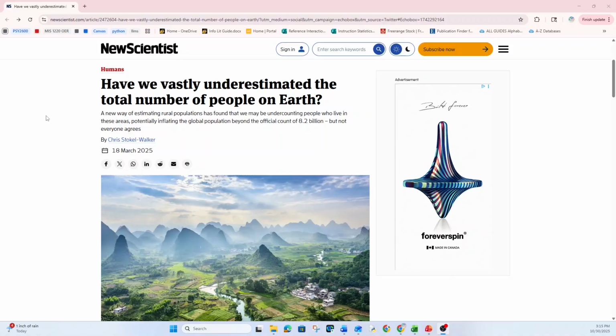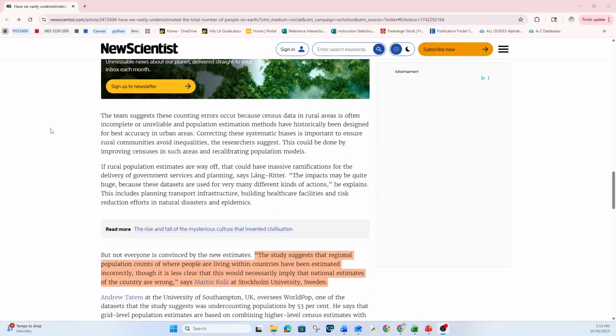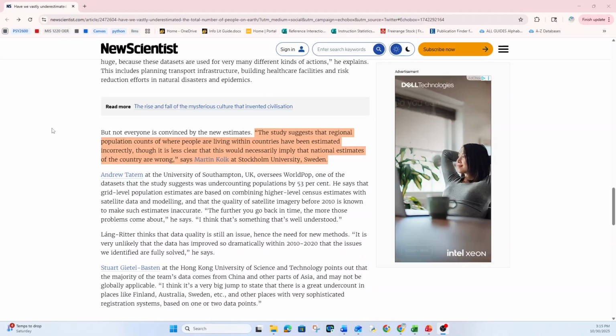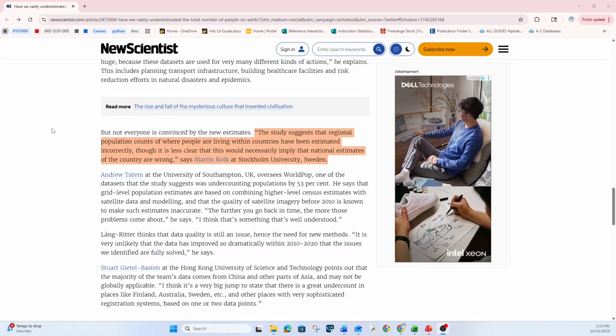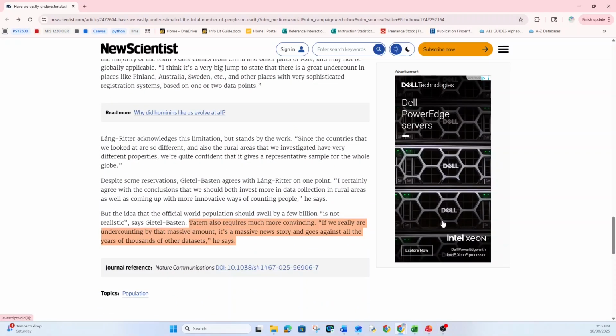For example, when we read the headline for this article, "Have we vastly underestimated the total number of people on Earth?" it sounds kind of alarming. Vastly underestimated implies that there could be a lot more people than 8 billion. How many more? Where specifically do these extra people live? When we read a little further into the article, we find that the places being undercounted are specifically rural areas, which already have relatively low populations. We also find out that there are many scientists who believe that while there likely is an undercount of global population to some degree, it's unlikely that it's a significant one on the order of millions or billions of people.